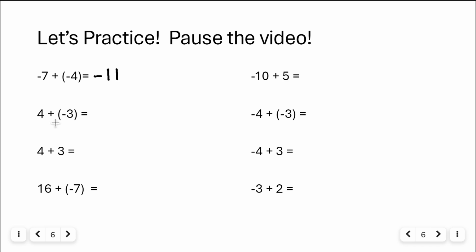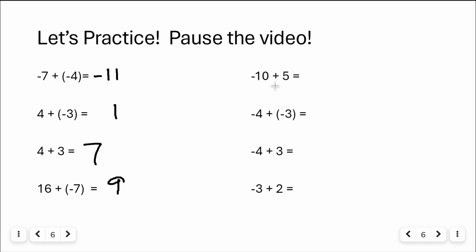4 plus -3. The signs are different. I subtract the numbers. 4 minus 3 is 1. And take the sign of the higher number between the 4 and the 3. So 4 is the higher number, so it's going to be +1. 4 plus 3, that's 7. Right? 16 plus -7. Okay. The signs are different. Subtract the two numbers. 16 minus 7 is 9. And take the sign of the higher number between the 16 and the 7. That's 16. It's a positive, so our answer is 9.